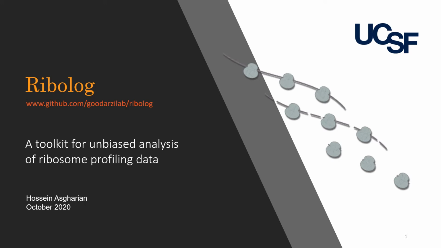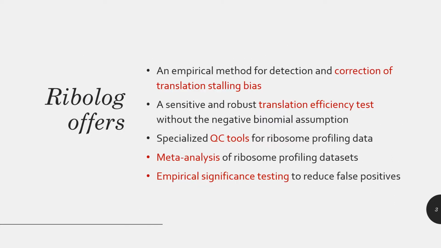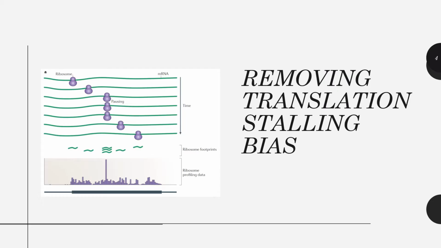Today I'm going to talk about Ribolog, an R package we have recently developed to analyze ribosome profiling data to study translation dynamics and regulation. In ribosome profiling, translation efficiency of a transcript is calculated as the ratio of ribosome protected fragments, or RPF reads, to total mRNA reads. Ribolog offers several advantages to the existing methods of analyzing ribosome profiling data, which we will review in the following slides.